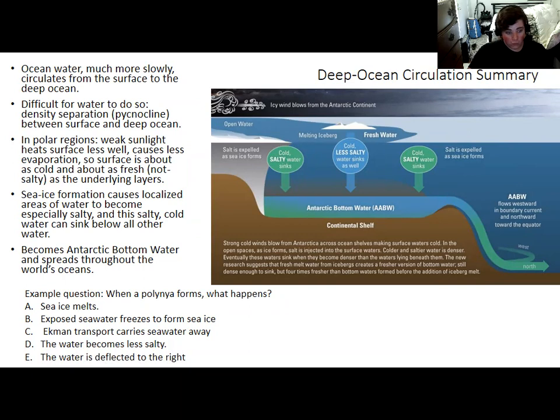So when a polynya, or a gap in the ice, forms, what happens? A, sea ice melts. B, exposed seawater freezes to form sea ice. C, Ekman transport carries seawater away. D, the water becomes less salty. Or E, the water is deflected to the right.